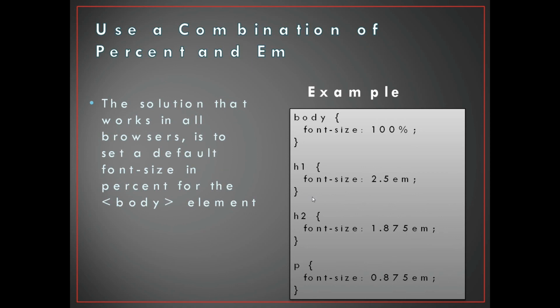So now use a combination of % and em. The solution that works in all browsers is to set a default font size in % for the body element. This is the example for you. Our code now works great. It shows the same text size in all browsers and allows all browsers to zoom or resize the text. You can try by yourself or else wait for my notepad explanation.